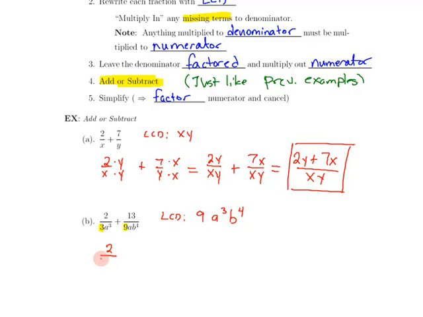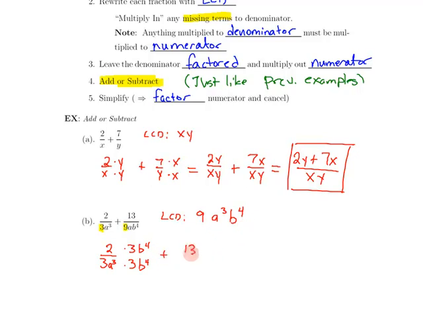So 2 over 3a cubed. What do we need to multiply 3 by to get to 9? Well, we need a 3. We've already got a cubed, so we need a b to the fourth. So I'm going to multiply on top and bottom by 3b to the fourth. That will turn this denominator, 3a cubed, into 9a cubed b to the fourth.